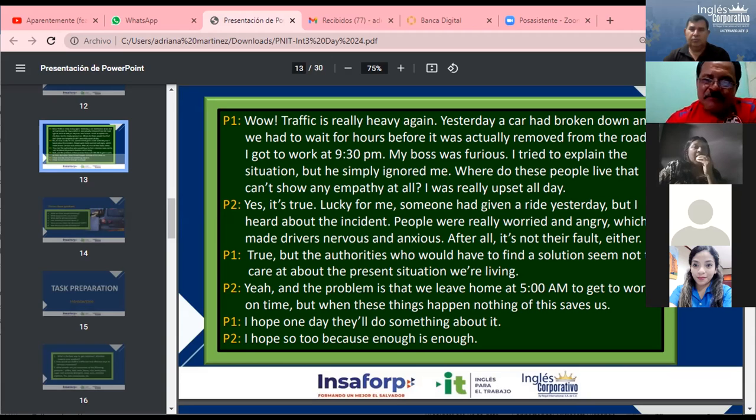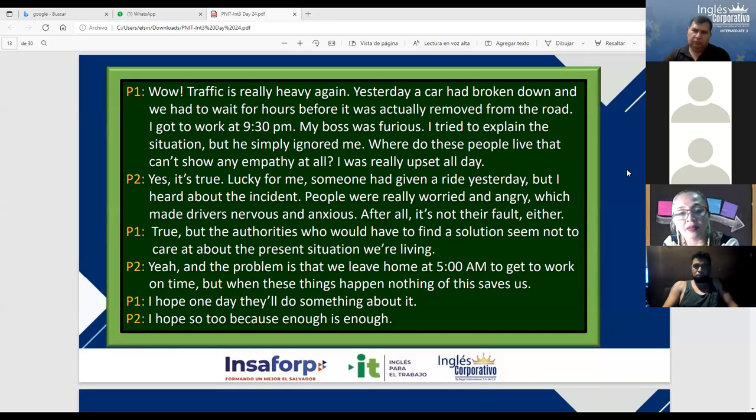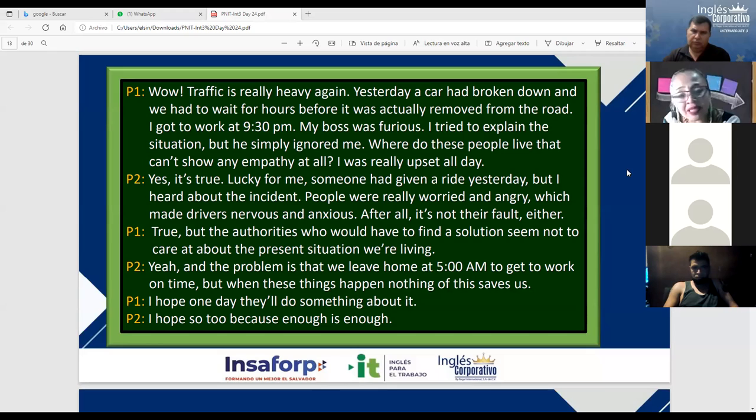Change the topic. After all, it is not their fault. True, but the authorities who could find a solution seem not to care about the situation we are living. Yeah, and the problem is that we leave home at 5 a.m. to get to work on time. But when this happens, nothing saves us. I hope one day they do something about it. I hope so too, because enough is enough.